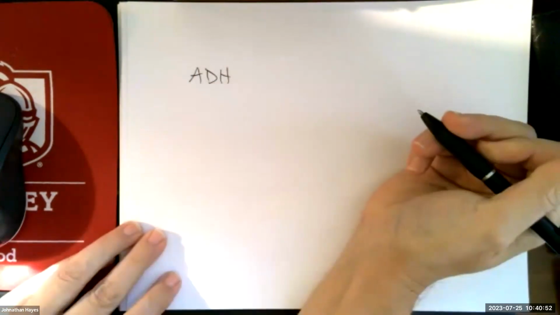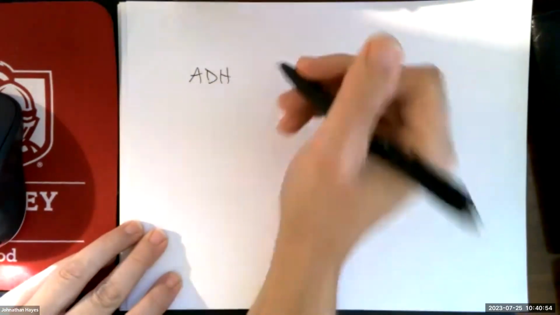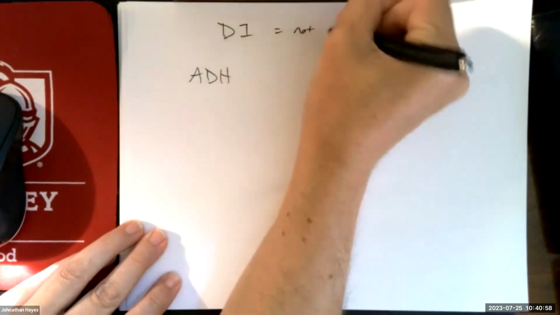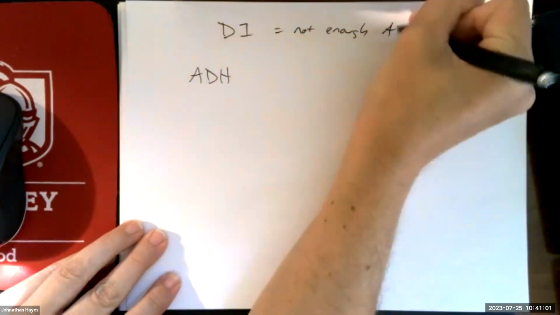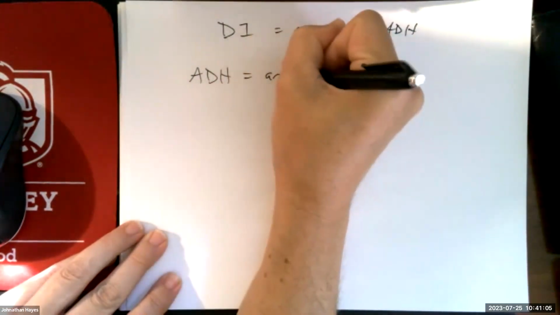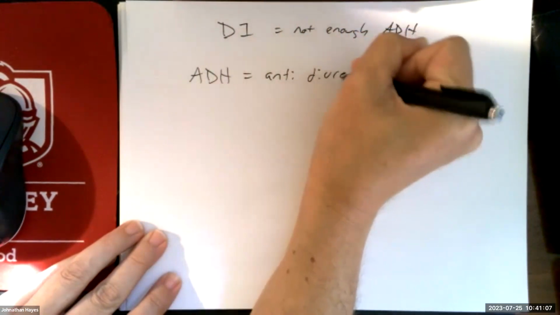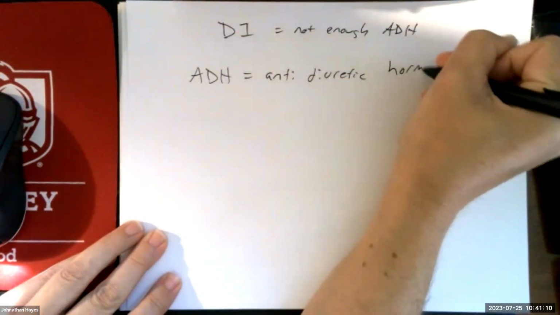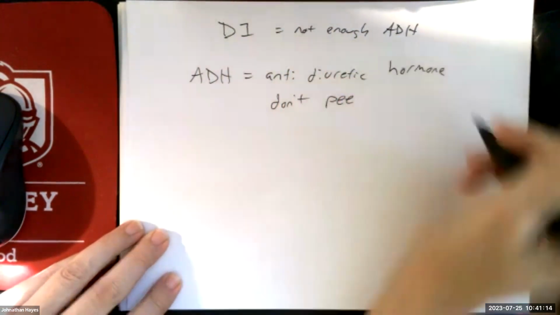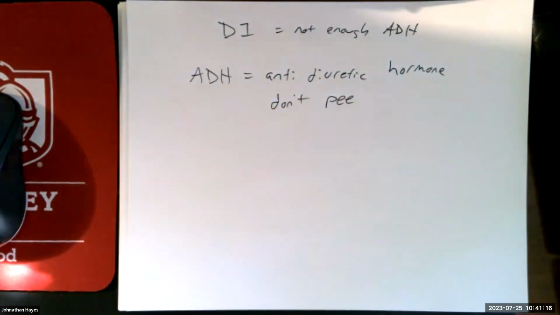So regardless of where the diabetes insipidus is coming from, it ends up being an ADH problem, and I'm not producing enough. So diabetes insipidus, I'll just put DI, is not enough ADH. And ADH stands for anti-diuretic hormone, which basically says don't pee. So anti-diuretic hormone is the don't pee hormone.